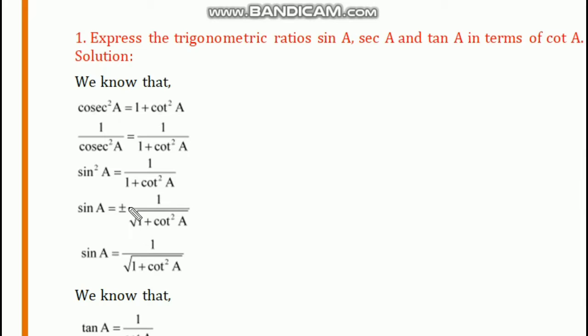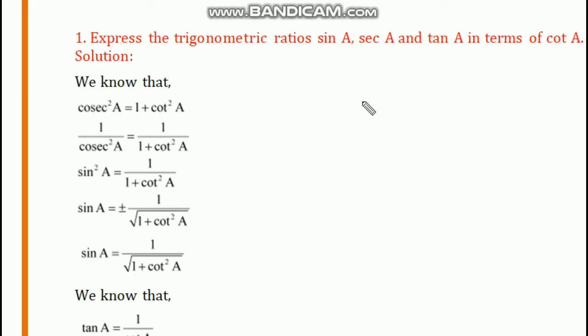Okay, so plus or minus. Already we know that if we add two positive quantities we get a positive value only. In the right angle triangle we took the measurements, the distances, so that is always positive. So neglect that negative value. So sin A equals 1 by square root of 1 plus cot square A. Actually we need to change it in terms of cot A. For that purpose only we took sin A equal to 1 by square root of 1 plus cot square A.